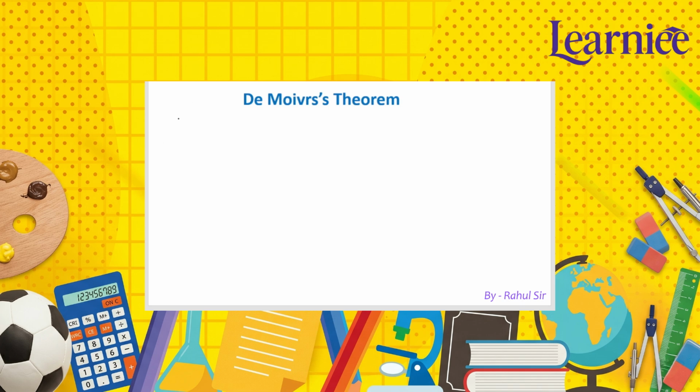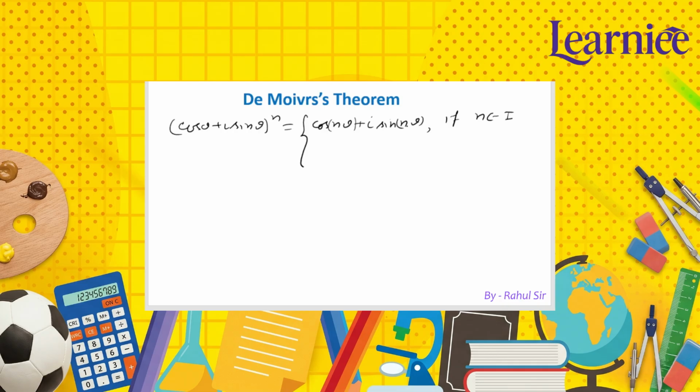So let's say (cos theta plus i sin theta) to the power n. Depending on n, this has one or more values. This is cos of n theta plus i sin n theta, where n is the exponent. This is possible if n is an integer.